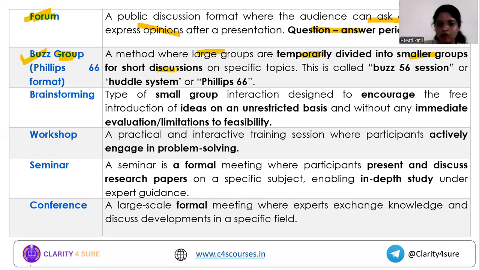So what we did, we had one large group. For more efficient communication, we divided this large group into smaller groups. They interact in these smaller groups, come back after a particular time, and give inputs to the larger group. Why did we divide this group? For more efficiency, for more participation from each individual, and because of some time constraint. So under buzz group, we divided a large group into smaller groups for more efficient communication.